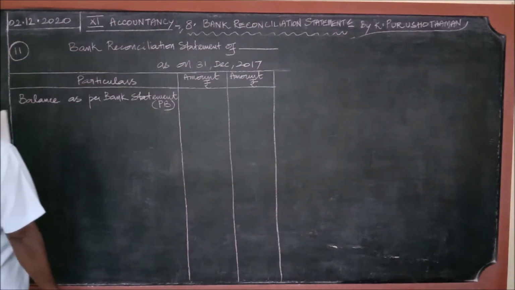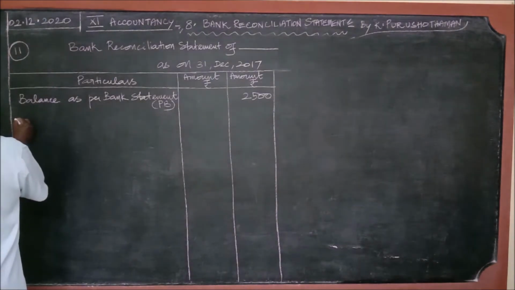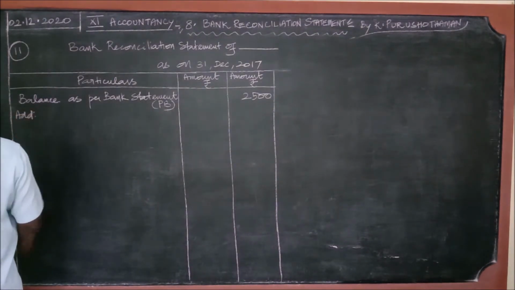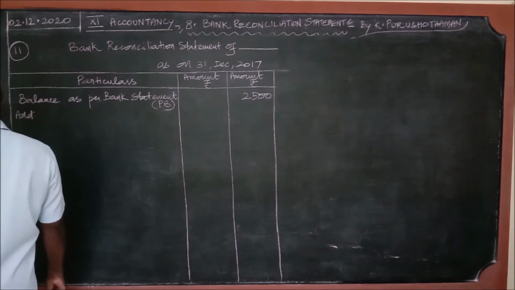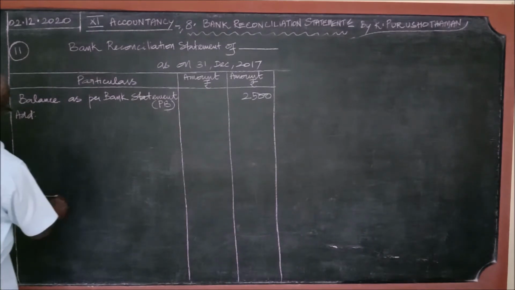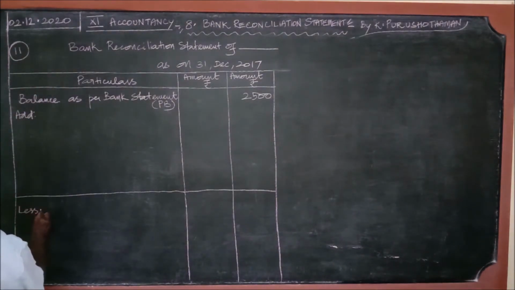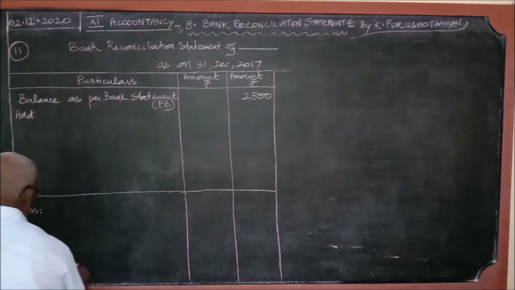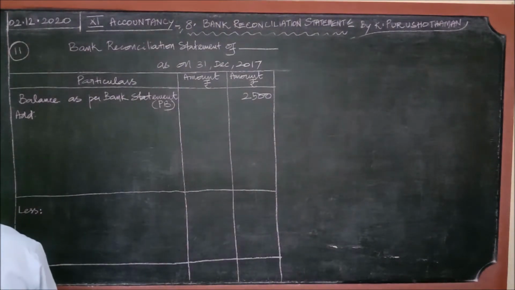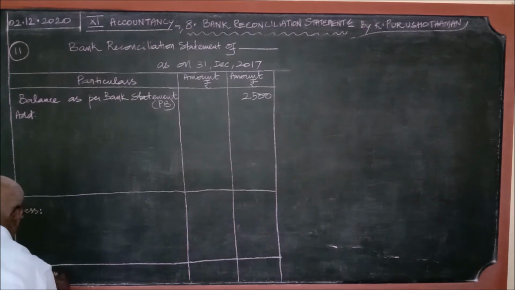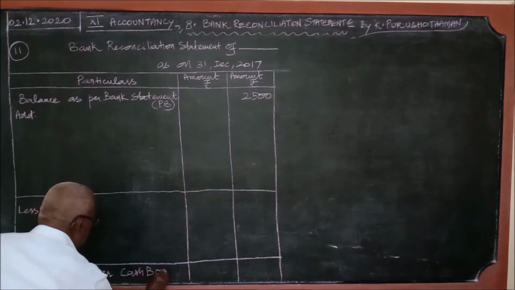Then with this, some items should be added and some items to be subtracted. There are some items to be added, and some more items will be minus, that is less. Then we will go to close. This is passbook, therefore balance as per cash book.